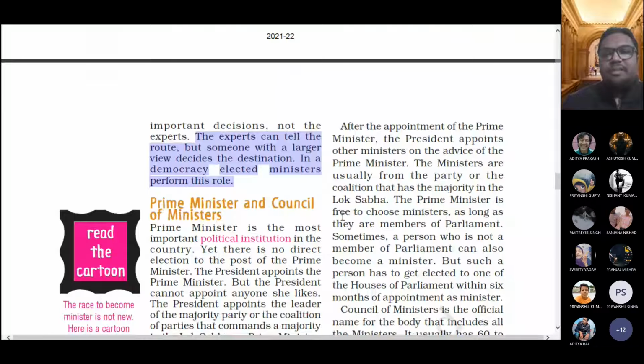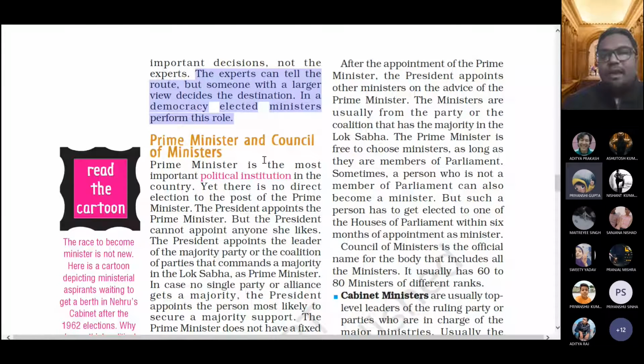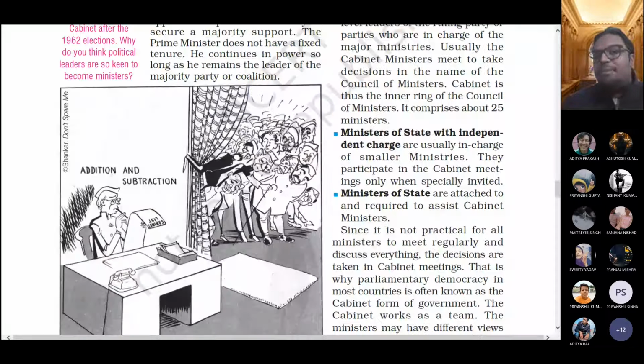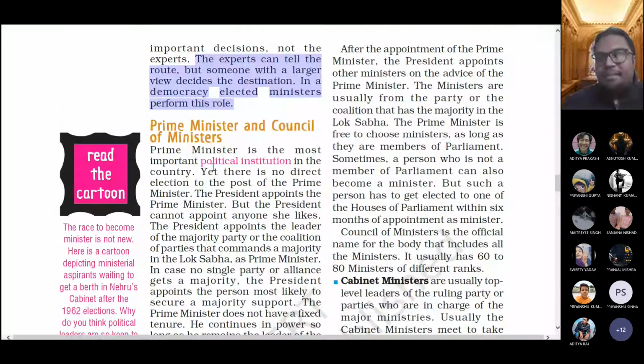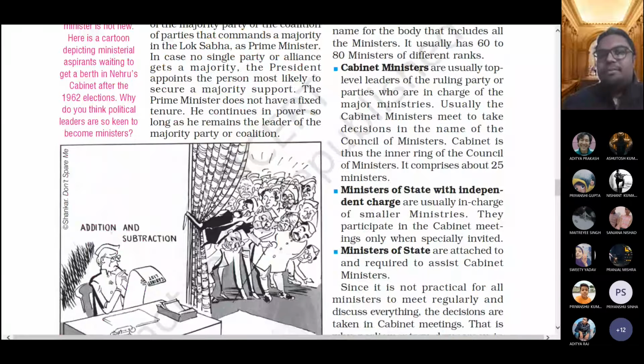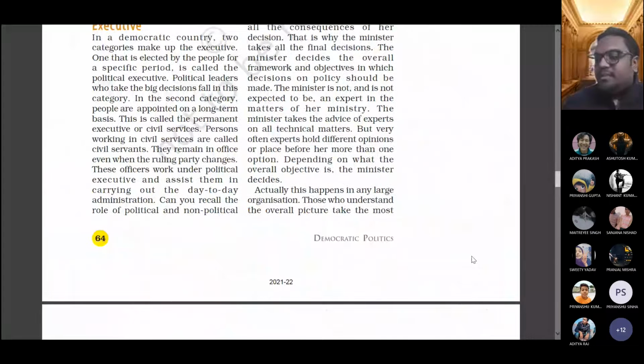Then I will start Prime Minister and Council of Ministers. This is the topic up to where in your unit test it will come. Prime Minister and Council of Ministers. It will come in the UT up to here. Till up to this topic. Yes. Anyone has any question?